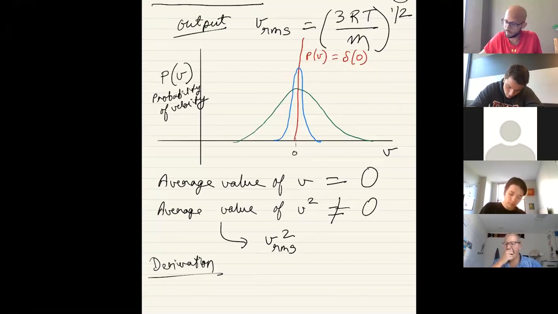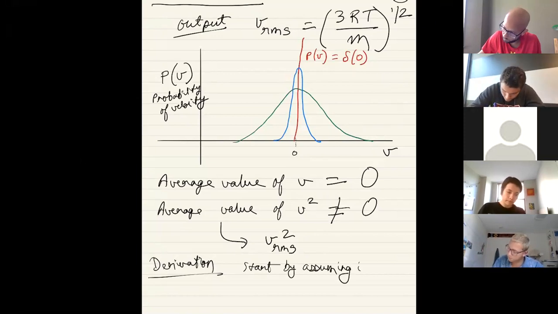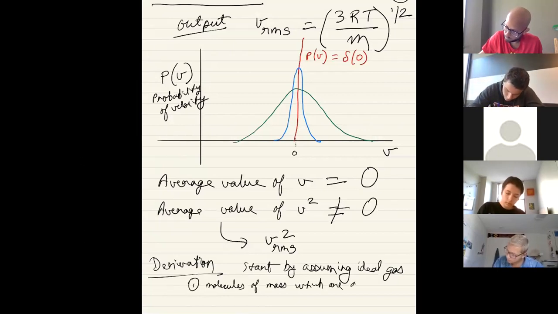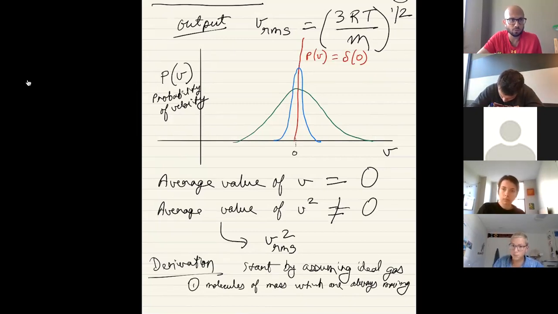So let's think of an ideal gas. We had 3 ideal gas conditions, right? So we will start by assuming ideal gas. So we looked at a bunch of ideal gas conditions last time. The first one was that the gas is made up of molecules of mass m, which are always moving. They never stop moving. They obey classical mechanics. We are not talking about quantum mechanics. They obey Newton's law of motion.